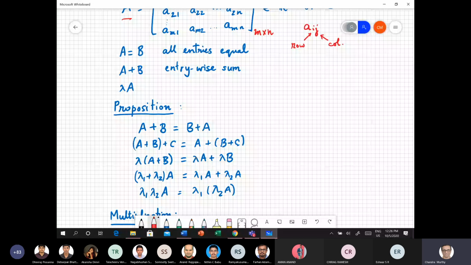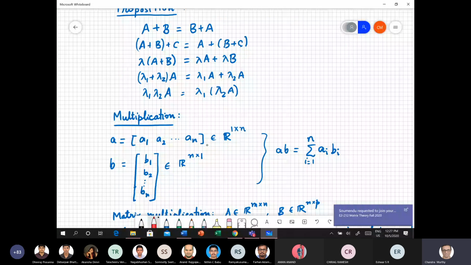Next, matrix multiplication. I'll start by talking about vector multiplication. If you have a row vector, A1 to An, and a column vector, B1 to Bn, then these are two vectors that can be multiplied with each other to give the product AB. Here A is 1 cross n, and B is n cross 1. When I multiply them together, that's taking the sum of Ai times Bi, i equal to 1 to n. And so this is going to be a scalar.